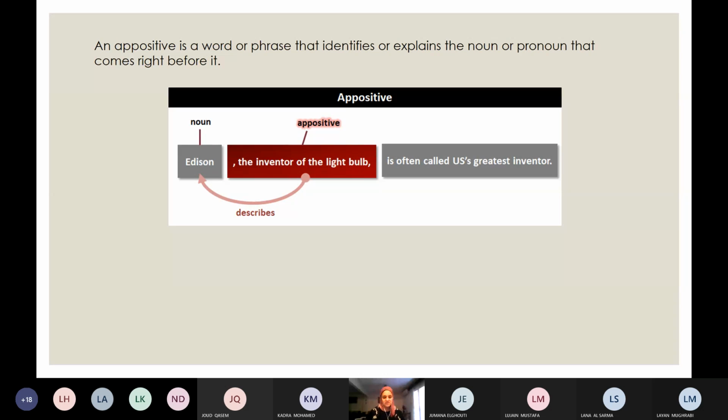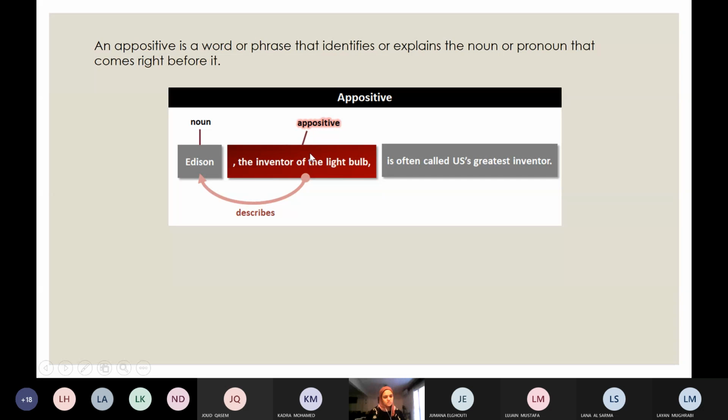An appositive is a word or phrase that identifies or explains the noun or pronoun that comes right before it. So here comes the noun, and then I find the appositive. The appositive gives meaning or identifies the subject. The sentence is: Edison is often called the US's greatest inventor. Edison here takes the verb is, so Edison is the subject.